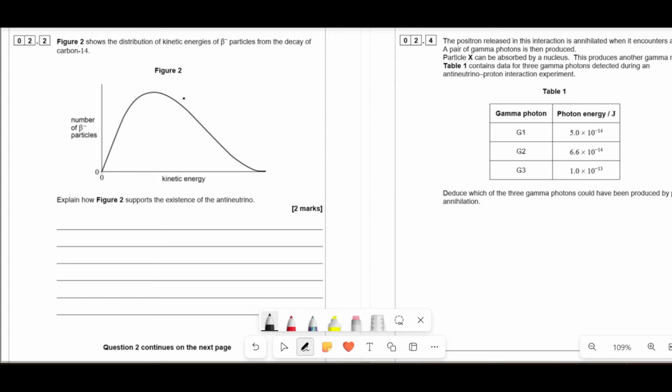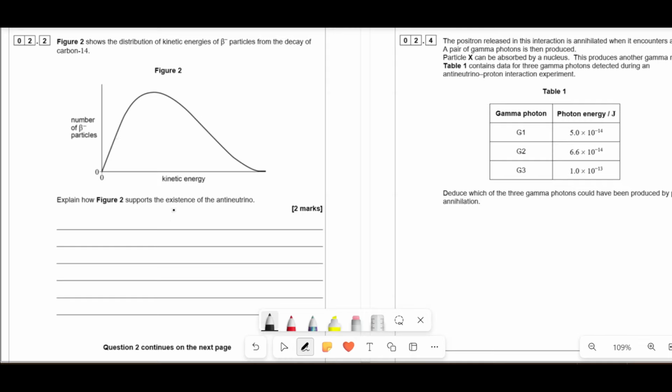Some have more than others. Lots of them have this. Many have little. So the fact that there's so much variability here means that there's got to be something else carrying away energy, because otherwise that doesn't make sense, because you're having the same reaction every single time. If you're always changing from a proton to a neutron and emitting an electron, then it should always have the same energies, or else it's not conserving that energy.